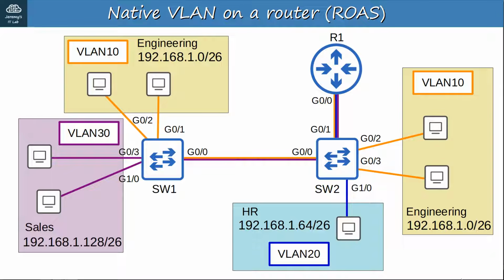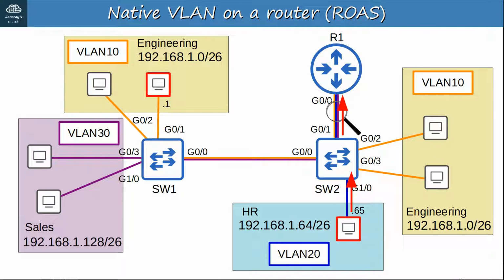Let's take this opportunity to look at a Wireshark capture to demonstrate the native VLAN. This PC in VLAN 20 has an IP address of 192.168.1.65, and this PC in VLAN 10 has an IP address of 192.168.1.1. I will use Wireshark to monitor this connection between R1 and switch 2. Wireshark will capture all frames on this connection in both directions, so we can take a look at what traffic is passing through. Let's send that ping.